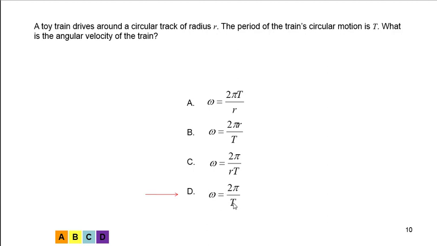That's another way to define what your angular velocity is. It's how long does it take you. So big T is how long it takes you to go around once. And when you go around once, you go through 2 pi radians.